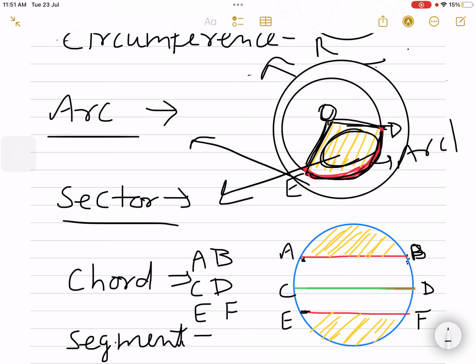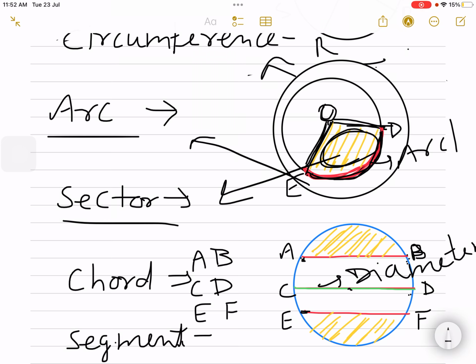But here the longest chord is CD. It passes through the center of the circle. So the longest chord of the circle is also known as the diameter of the circle. What we call it? That is diameter. Longest chord of the circle is known as the diameter of the circle.